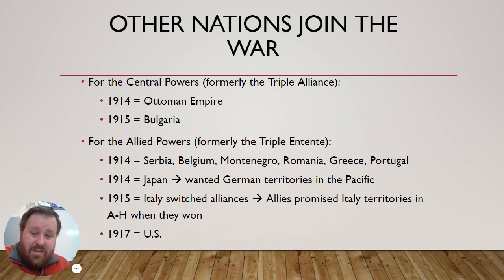Italy switched alliances, so they started as allied with Germany and Austria-Hungary, but then they switched alliances because the Allies promised Italy territories in Austria-Hungary when they won. Okay, so the Allies said, "Hey, you can have part of Austria-Hungary's territory when we win this war." So Italy's like, "Sure, I'll join this war." So they switch alliances and go to the Allies rather than the Central Powers. And then in 1917, the United States joins the war as well from there.